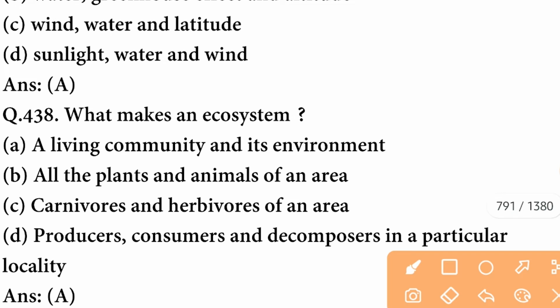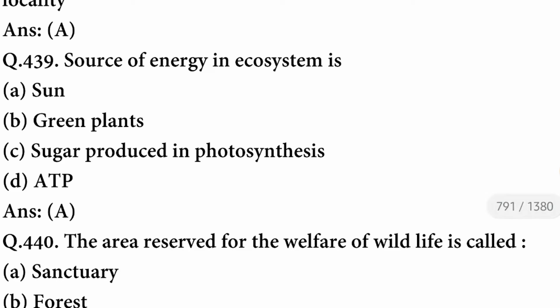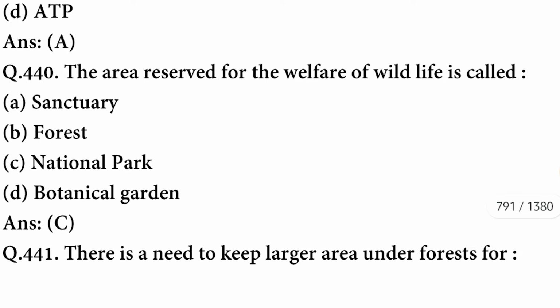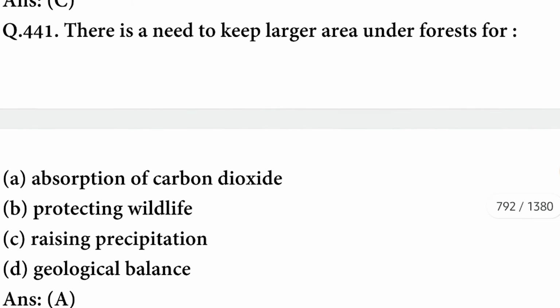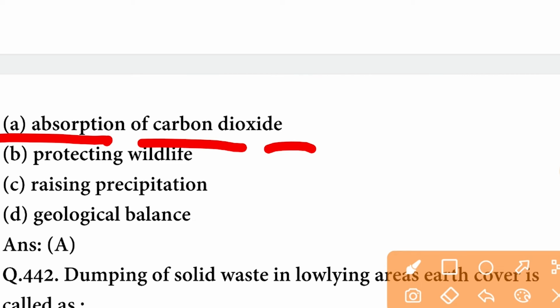What makes an ecosystem? A living community and its environment. A option is correct. Next question. Source of energy in ecosystem is sun. A option is correct. The area observed for the welfare of wildlife is called national park. C option is correct. There is a need to keep larger area under forest for absorption of carbon dioxide.